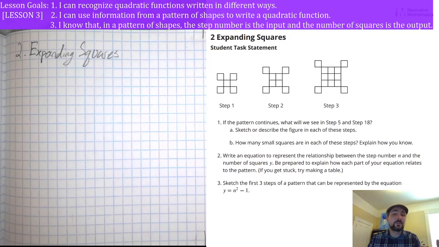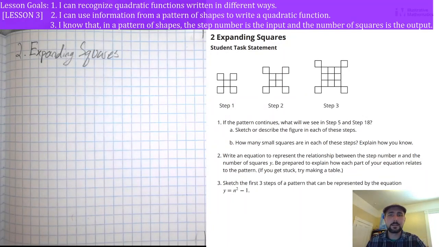This also tells you what you should think is important when you're looking at pile patterns. What's important? The step number and the number of squares or tiles. So when we're looking at these pile patterns, that's what we're trying to connect. That's what we're trying to notice: how does the step number show up in these pile patterns, and how does the total number of squares show up in these pile patterns.